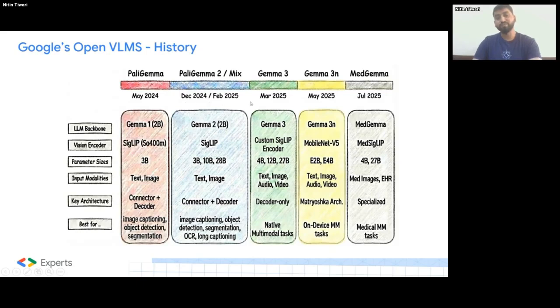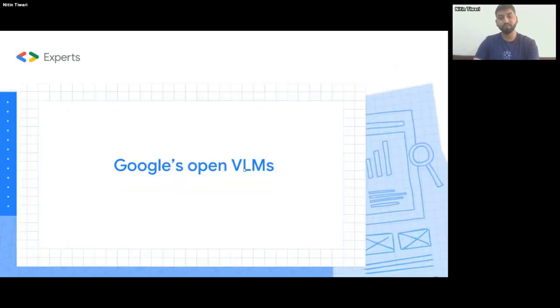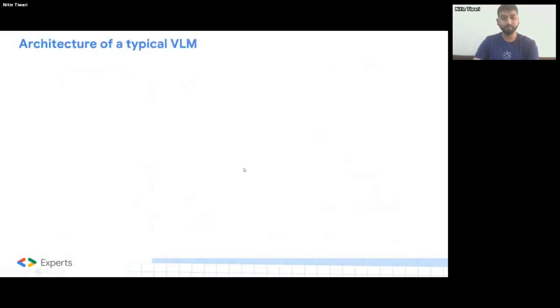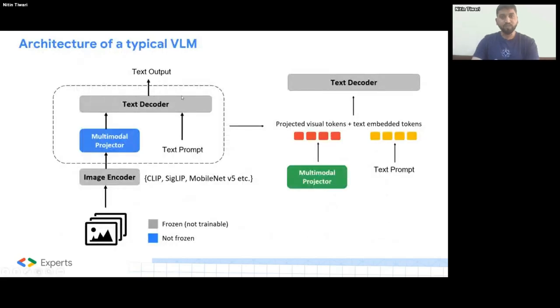Then in December 2024, they came up with PaliGemma 2. The difference was they used the Gemma 2 model instead of Gemma 1 as the language model, but the vision encoder remained the same. So if I go back, they only changed this part, the text decoder. This was still using Siglip. And one more thing, the gray ones that you see, you cannot change these. They are frozen, not trainable. You can only train the non-frozen part.